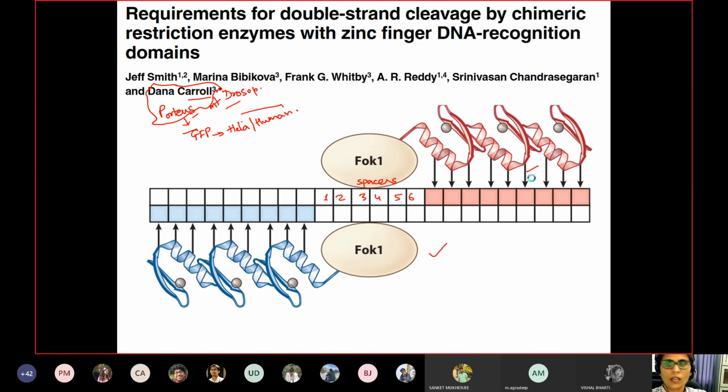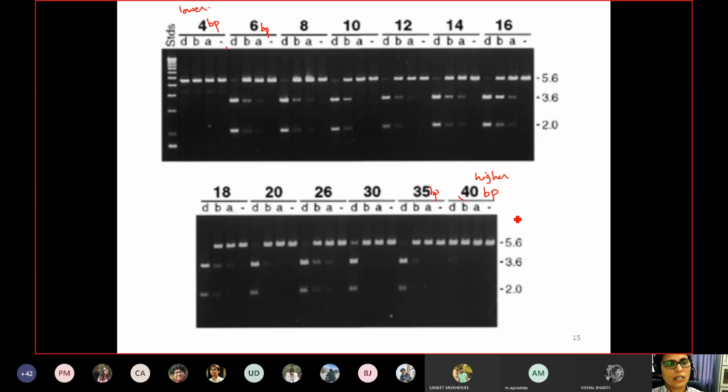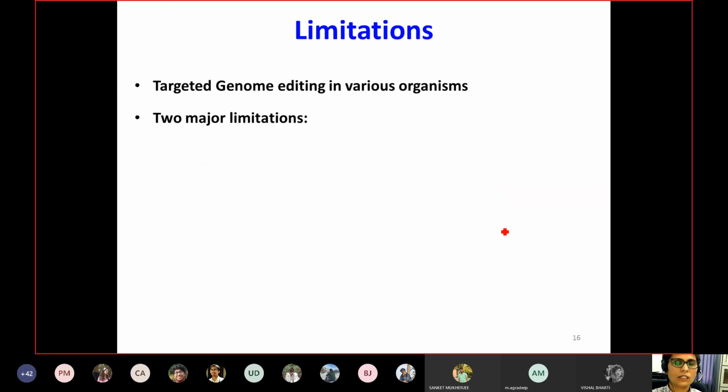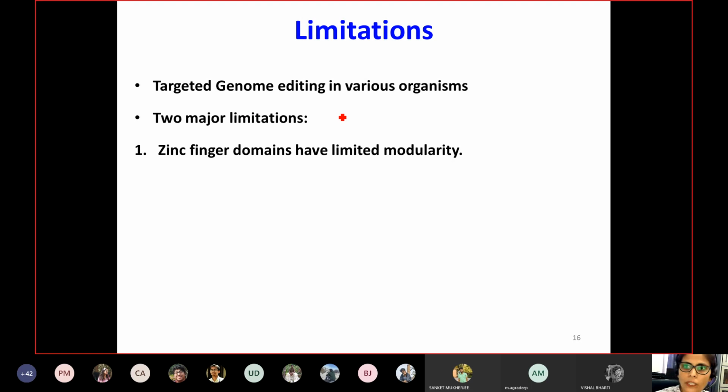Okay. So as I said, there are advantages that this is modular and can be used by different nature, but along with that there are a few limitations, and we will see what the major limitations of zinc finger nucleases are. There are majorly two limitations. One is that zinc finger domains have limited modularity. On one hand I'm saying this is modular, but on the other hand I am also saying this is of limited modularity. That means this actually has context dependent DNA binding effects.